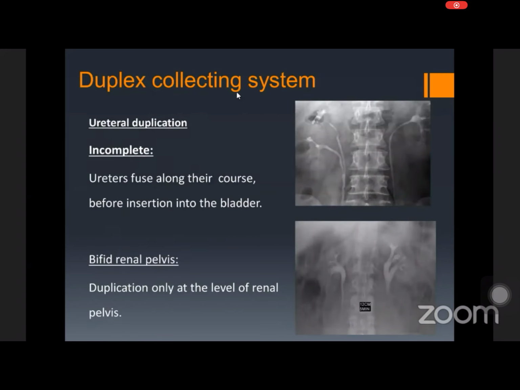So coming to duplex collecting systems, there can be an incomplete or a complete duplicating collecting system. An incomplete duplicating system is when the ureters fuse along their course. So here we see bilateral duplex collecting systems with the two ureters which are fusing at the lower border of the L3 vertebra. So this is an incomplete duplicating system. A minor form of incomplete duplicating system is a bifid renal pelvis. Here we see two renal collecting systems only at the level of the renal pelvis. They are uniting at the pelviureteric junction to form a single ureter.